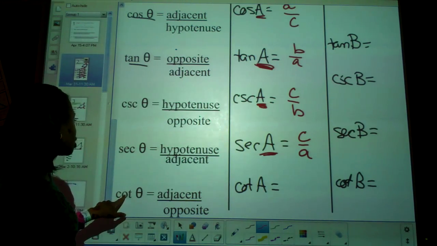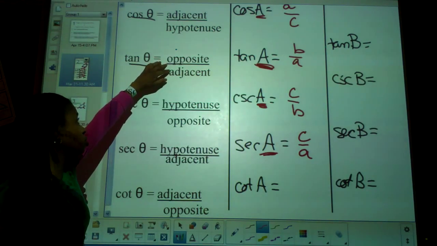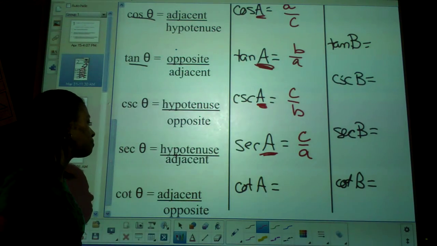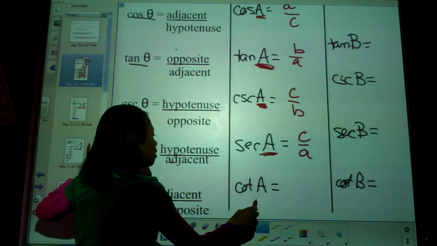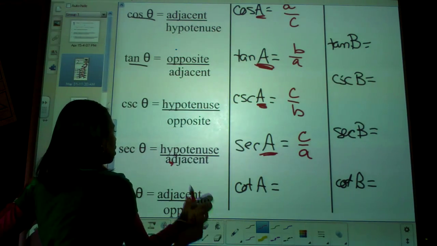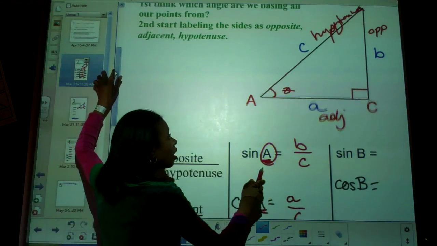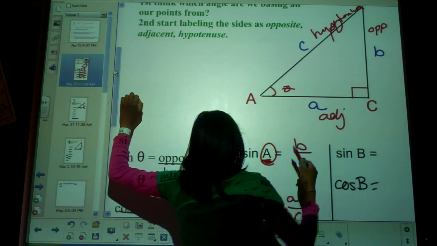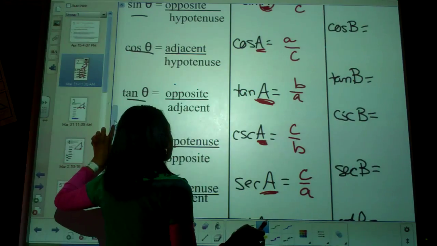Cotangent. Cotangent is just the reciprocal of tangent, so it's just going to be adjacent over the opposite. And again, in reference to angle A here, we need adjacent over the opposite, which is going to be A over B, or the reciprocal of the tangent, A over B.